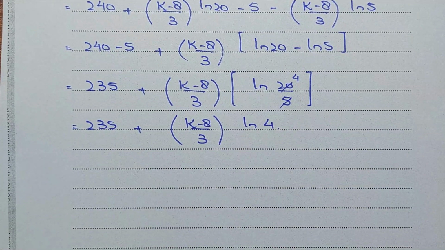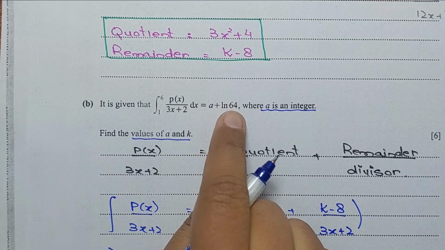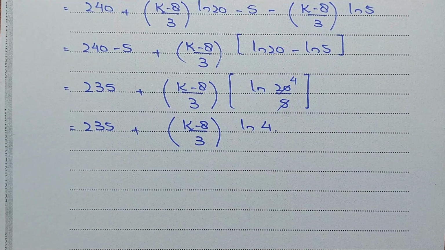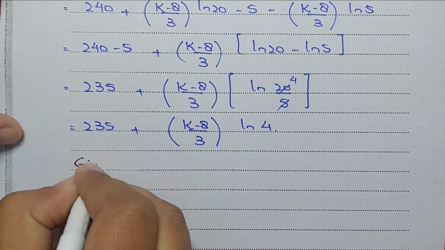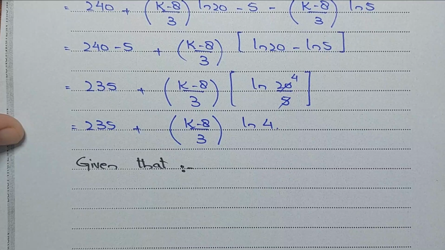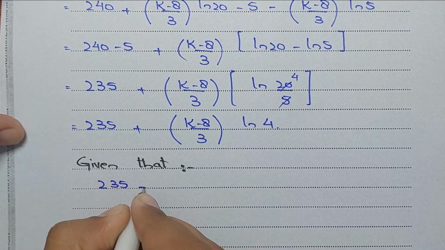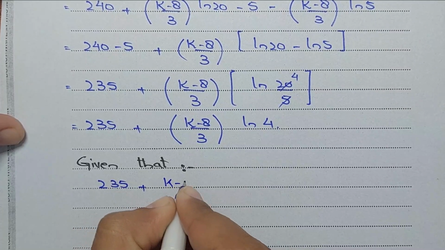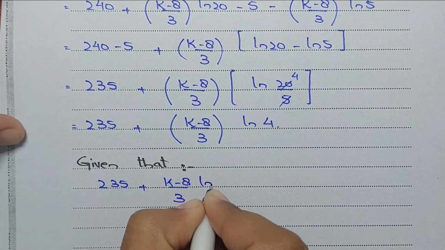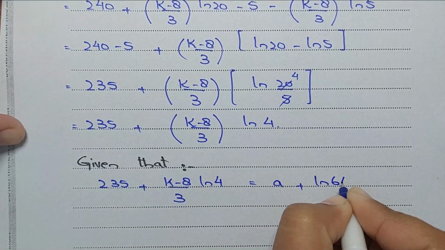Okay, and in the question it is given that the answer of this integral is a plus ln 64. So use the information which is given. We have 235 plus k minus 8 over 3 natural log of 4 equals a plus ln 64.